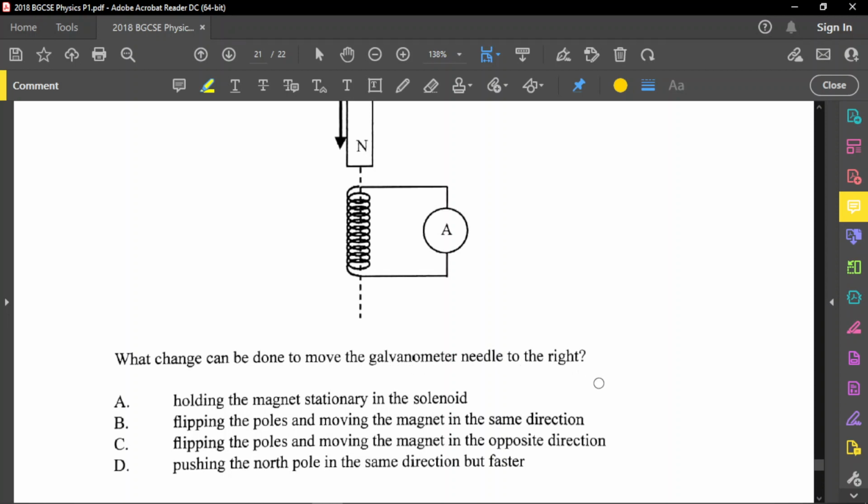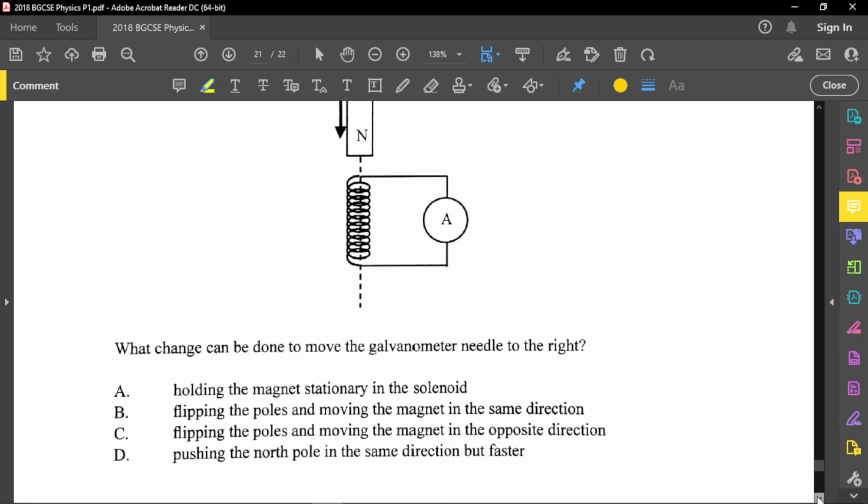So you must do the opposite thing, because the magnetic field versus the current and the direction will have to change. And to change that, you only need to do one simple thing. What you need to do is to flip the magnet in the opposite direction. That's all you need to do. So the magnet must be flipped in the opposite direction and move in the same direction.